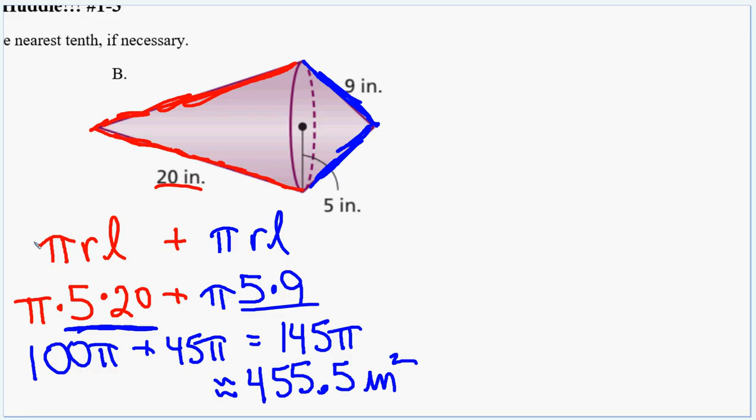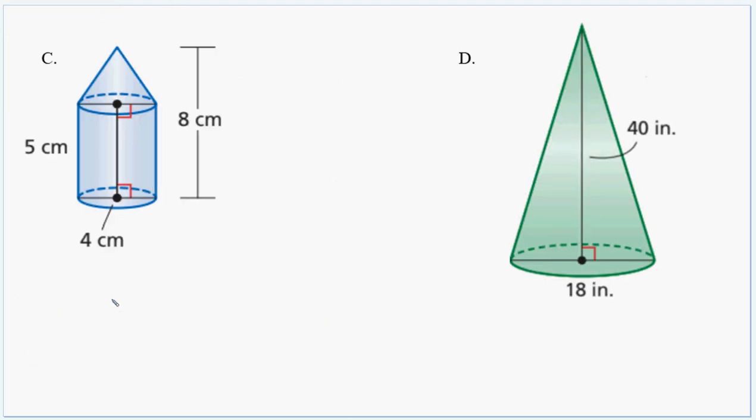All right. In my opinion, part C here might be the trickiest of these three. I'm going to sort of draw a little net over here. The bottom of this shape is just a circle. So we're going to have a circle plus the lateral edge of this cylinder. And that lateral edge will be circumference 2 pi r, and we'll multiply that by the height of that cylinder.